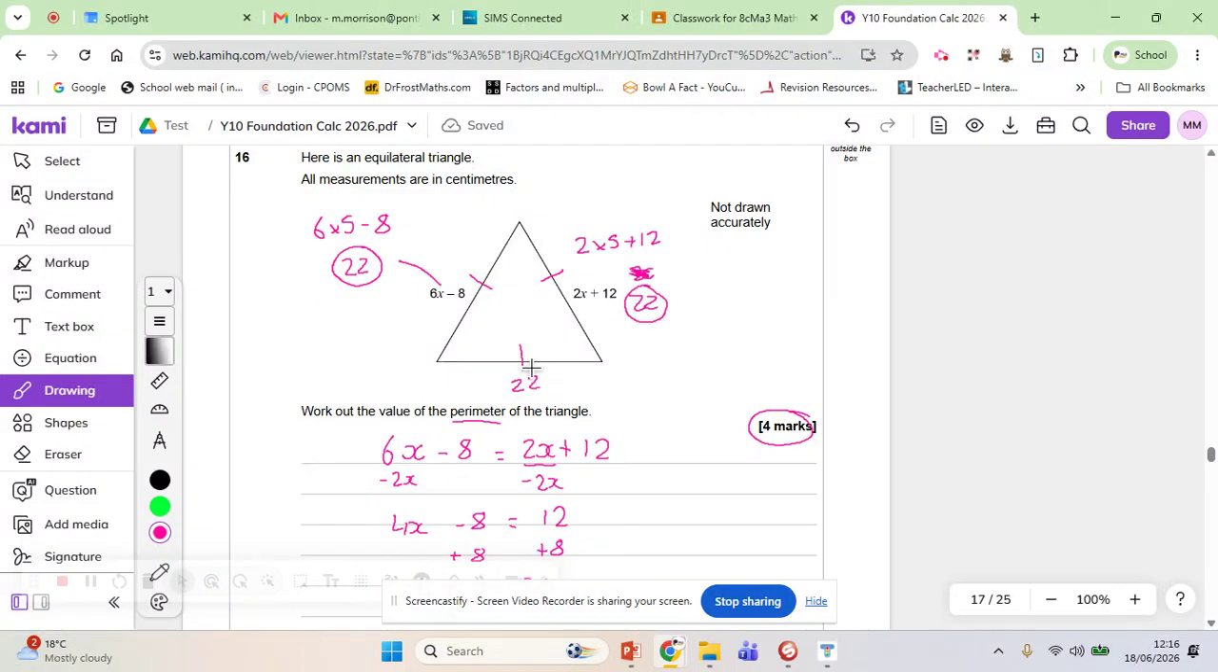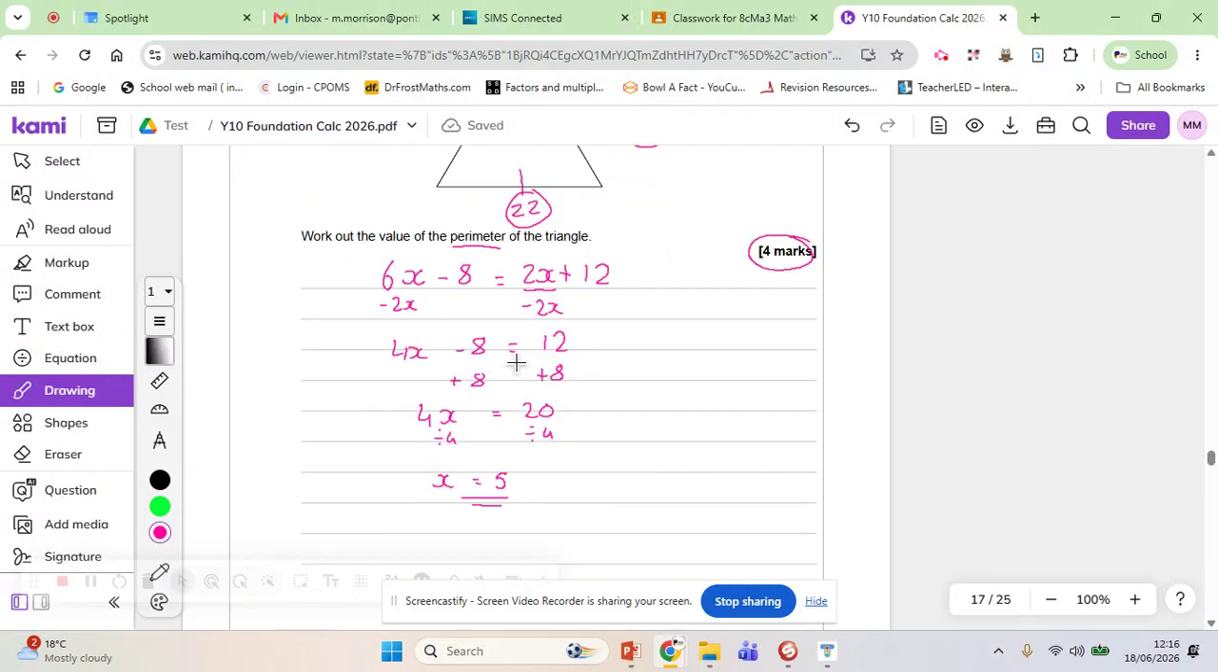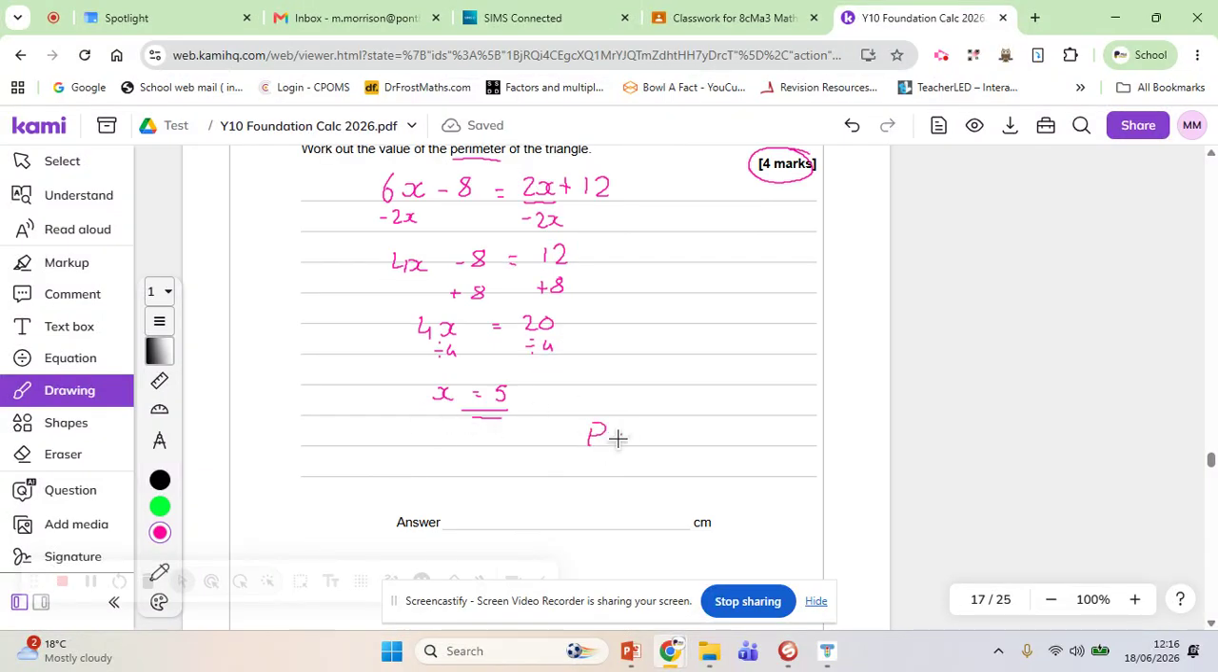So now I need to work out the perimeter. The perimeter is going to be 22 plus 22 plus 22. Again, I'd pop it in my calculator just to double check I don't make a silly mistake. 20, 40, 60, 66.